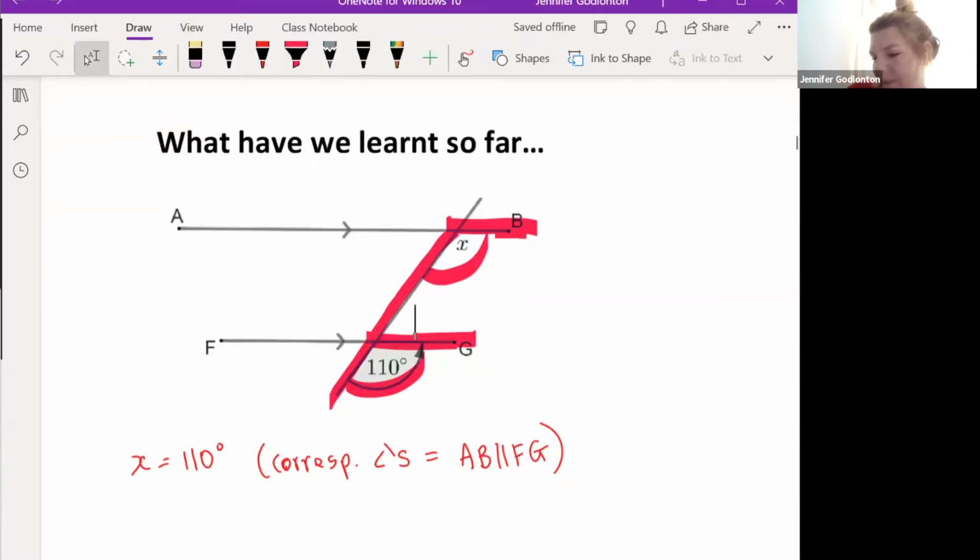Okay. Oh, Kira, your laptop's glitching. Okay, that explains it. Cool.